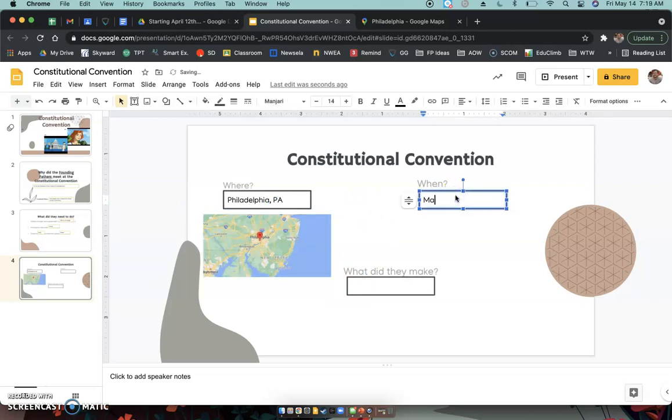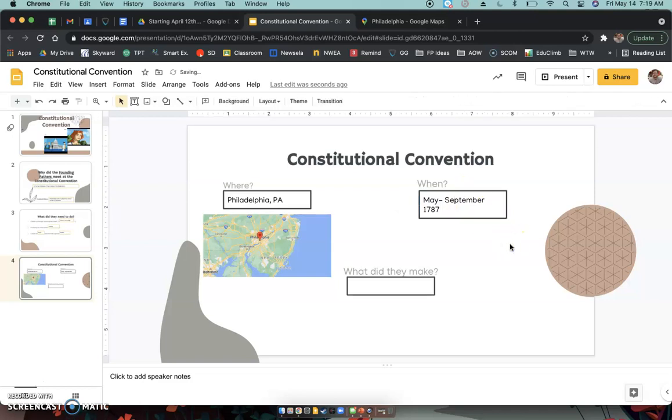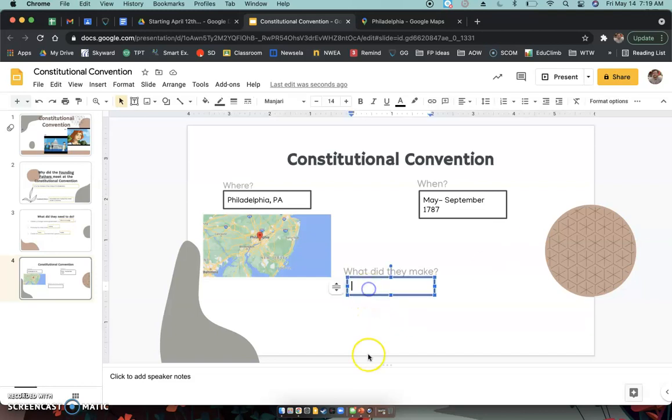When was this? This was from May to September. Okay, so about the summer of 1787. Summer of 1787. That's when it happened. So you can imagine summertime, Philadelphia, getting together, deciding on the new rules of the United States of America, because the first ones that they tried were not very good. And what did they make?